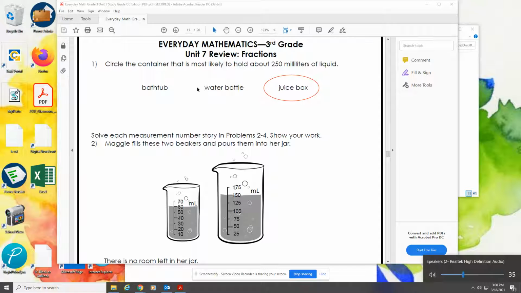Water bottle would be more than that. We said that was about 1,000 milliliters. And a bathtub would be way more. Solve each measurement number story in problems 2 through 4 and show your work.